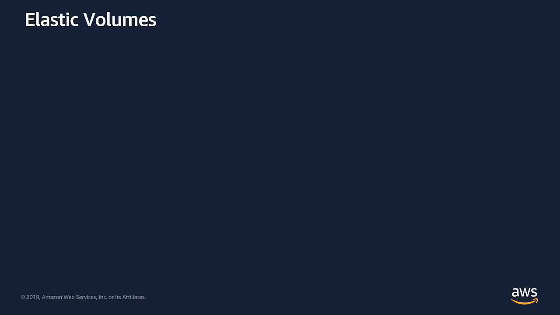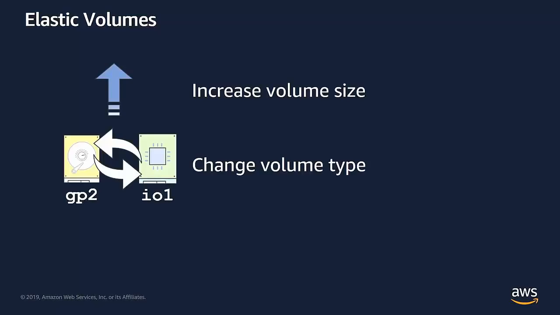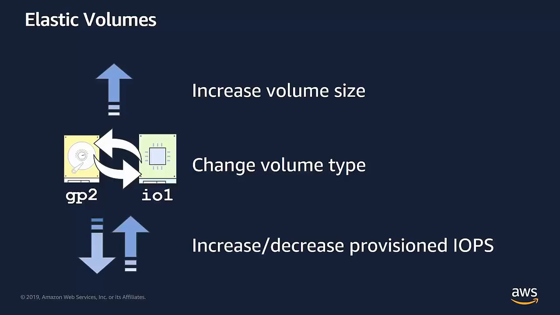When using EBS, it's always best to start with the minimum amount of capacity to reach the needed performance. Then, using the elastic volumes feature, you can increase volume size, change from one volume type to another, or increase or decrease provisioned IOPS on IO1 volumes. There's no cost to modify volumes, and the changes are made dynamically with no downtime required.